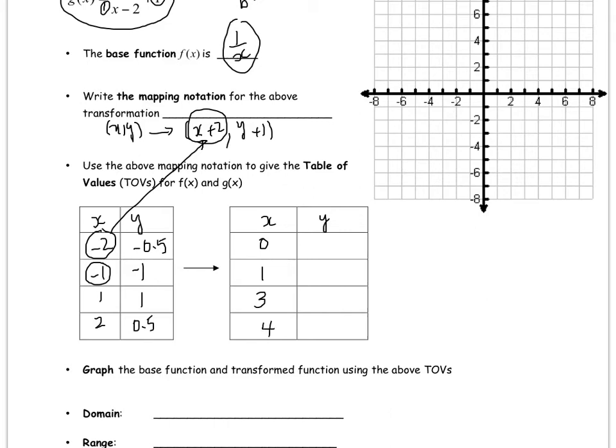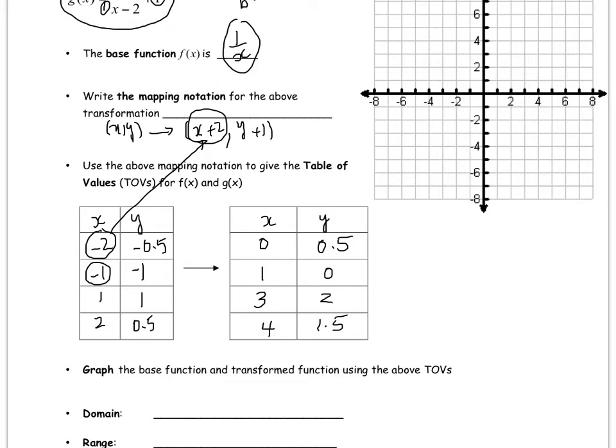Now we use the y values. When y is -0.5, then -0.5 plus 1 is 0.5. When y is -1, -1 plus 1 is 0. When y is 1, 1 plus 1 is 2. When y is 0.5, 0.5 plus 1 is 1.5.